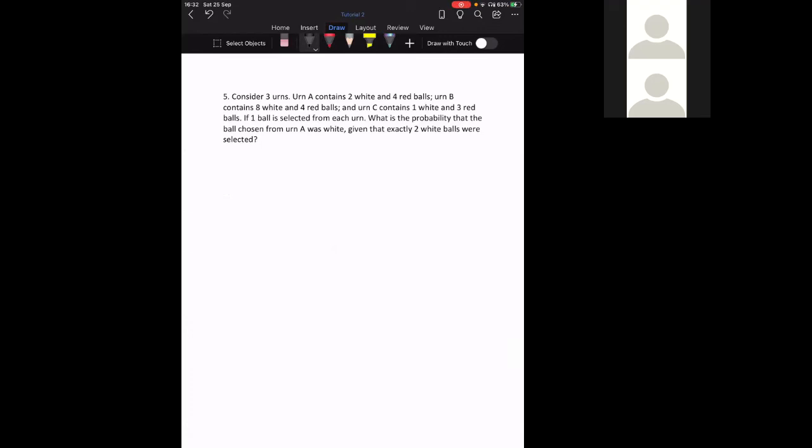So consider 3 urns. Urn A contains 2 white and 4 red balls. Urn B contains 8 white and 4 red balls.